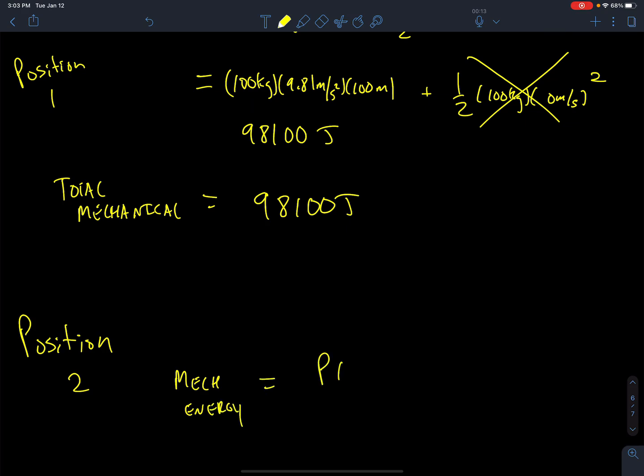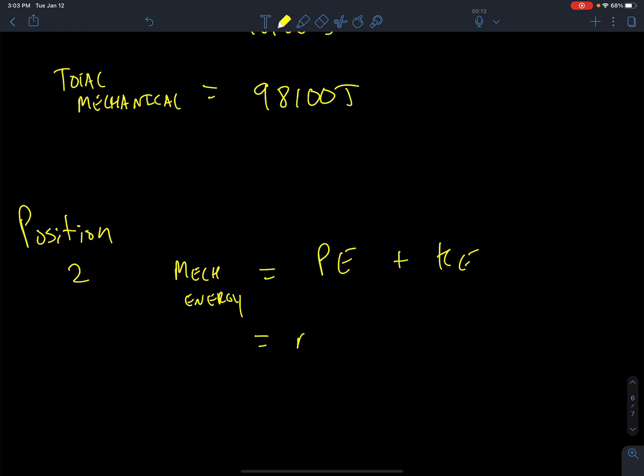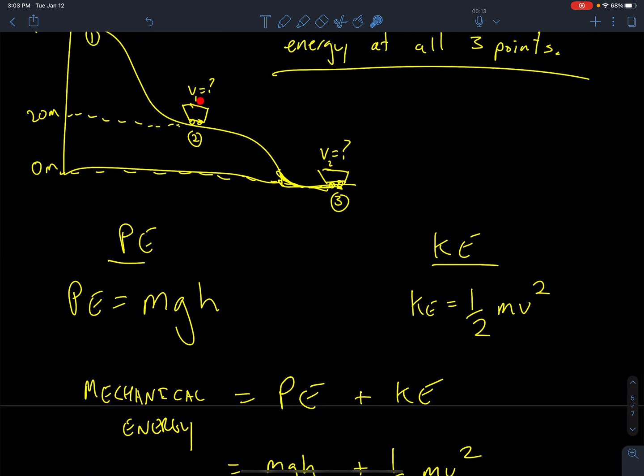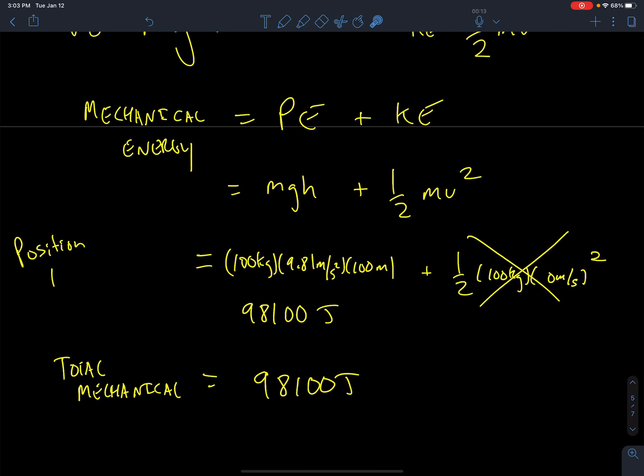So mechanical energy is going to be equal to the potential energy at that point plus the kinetic energy at that point. So again, mgh plus 1/2 mv squared. And if you add them up, they should be equal to 98,100 joules if energy is constant and it's isolated. So using this setup, I could potentially calculate the velocity of that cart right at this point at position 2. All right, let's take a look.